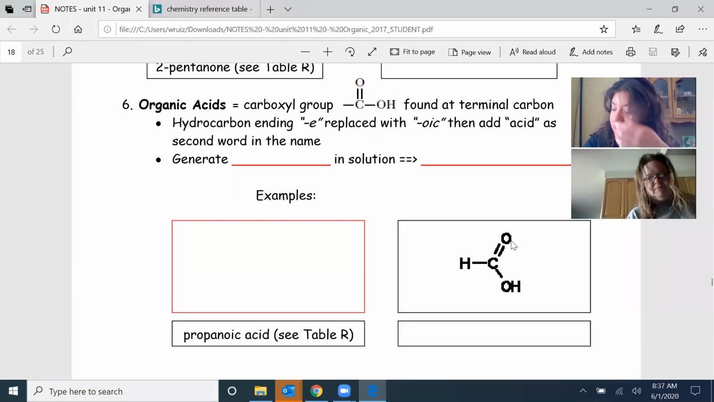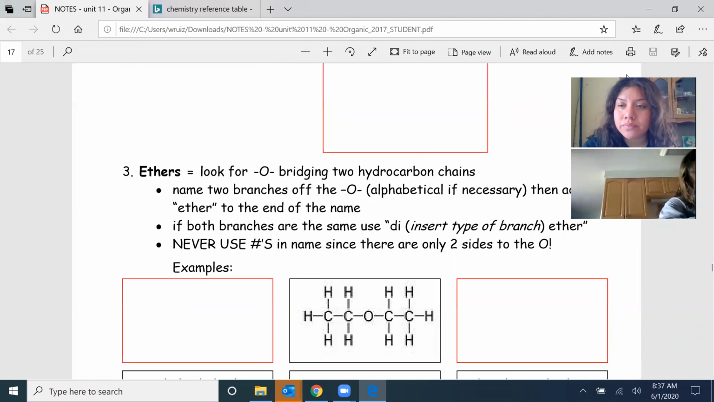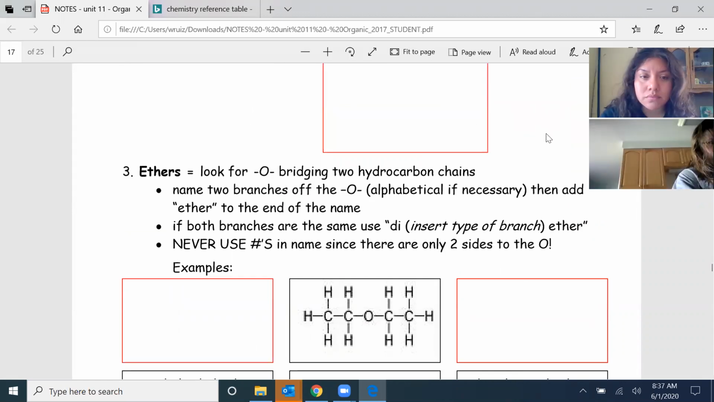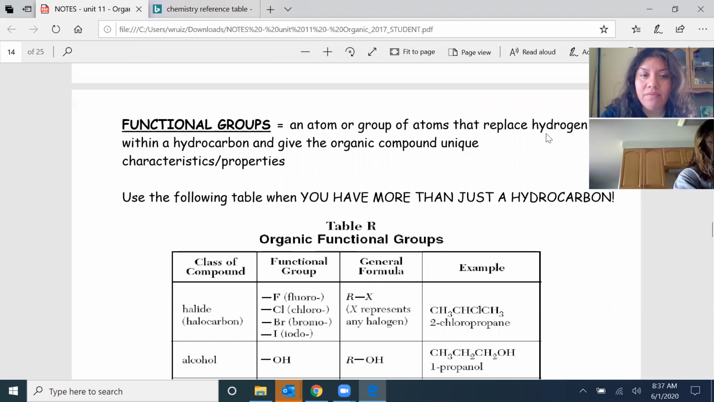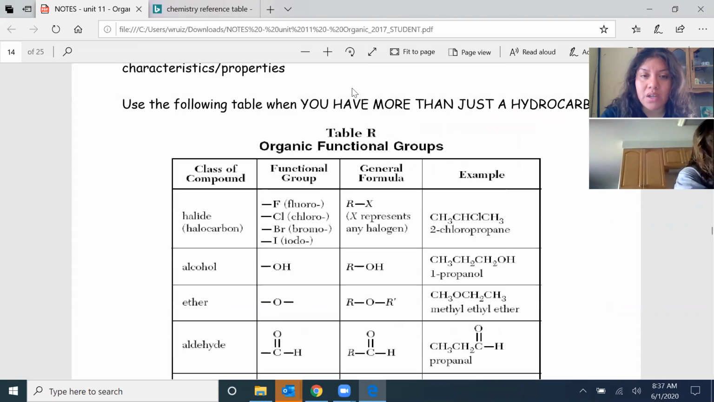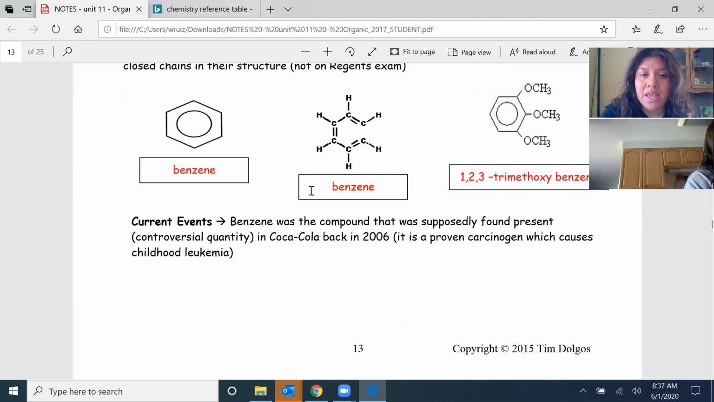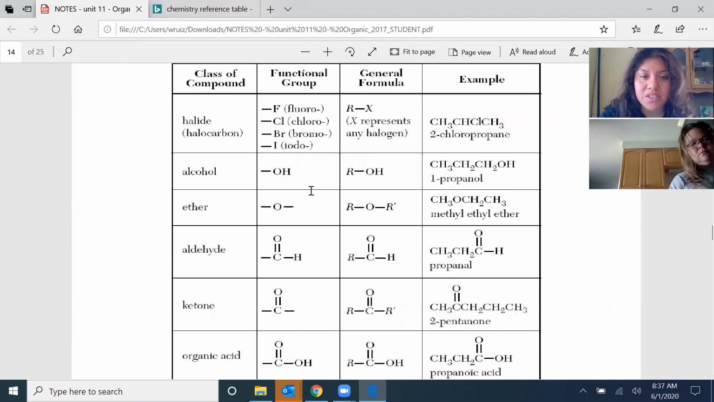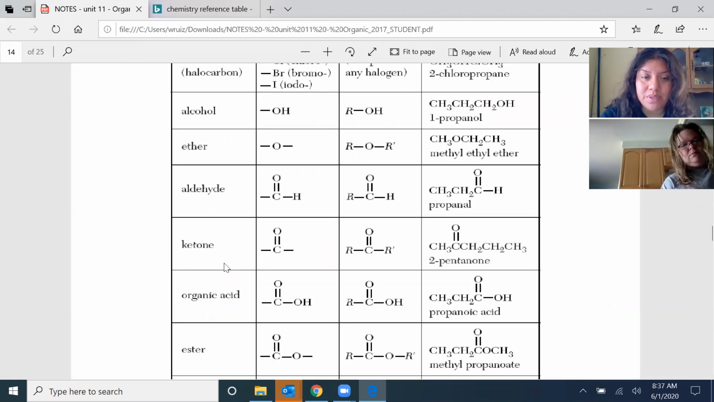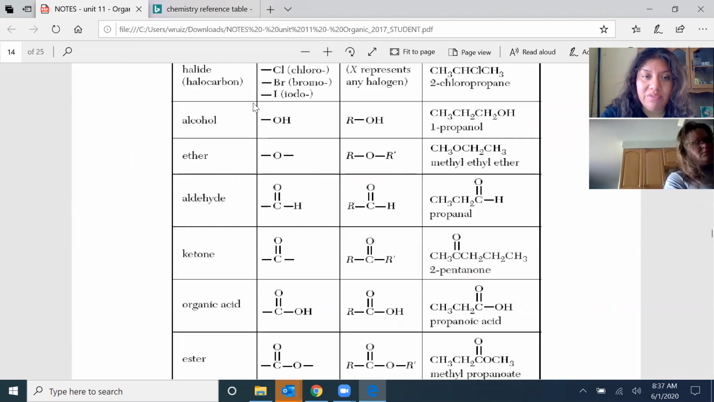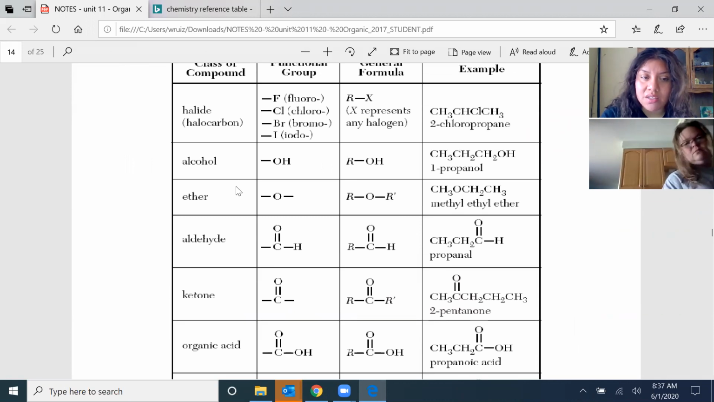All right, we're going to start on page 240. So just to review, we've talked about functional groups. They're basically the same thing as hydrocarbons, except they're not just made up of carbon and hydrogen. Now there's different things between them. And like we've gone over halides and alcohols and ethers and aldehydes and ketones last week. We went over the first 1, 2, 3, 4, 5 last week.